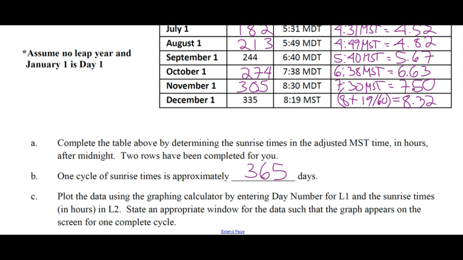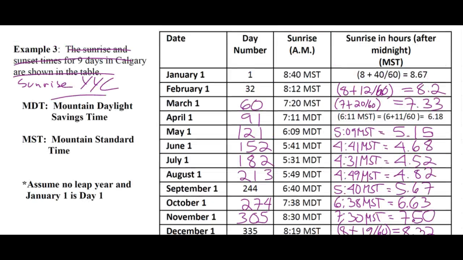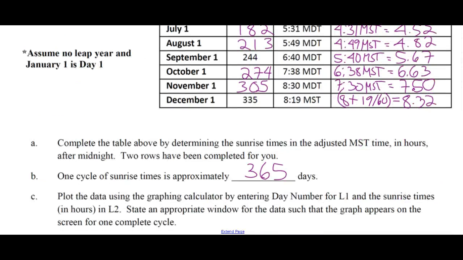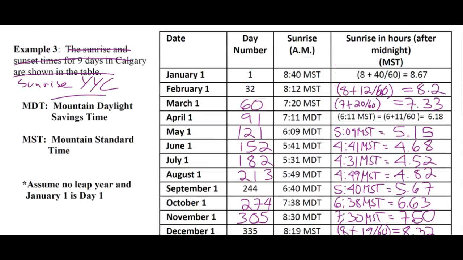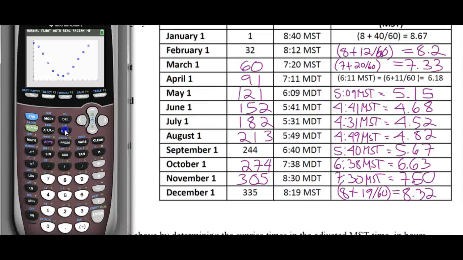Plot the data using the graphing calculator by entering day number for L1 and sunrise time in hours in L2. Sunrise time in hours after midnight in Mountain Standard Time. State an appropriate window for the data, such that the graph appears discrete for one complete cycle. Okay, so I'm going to pause this.